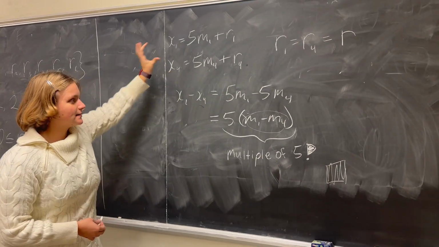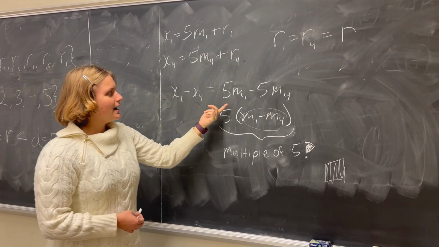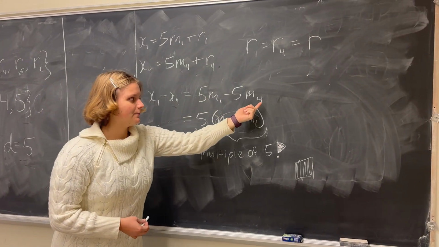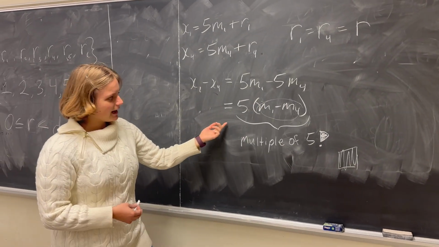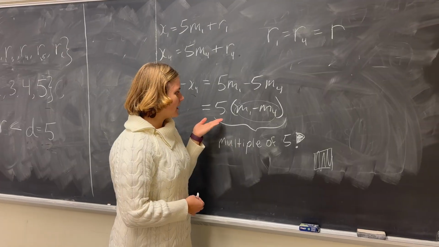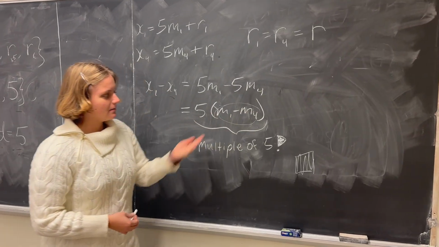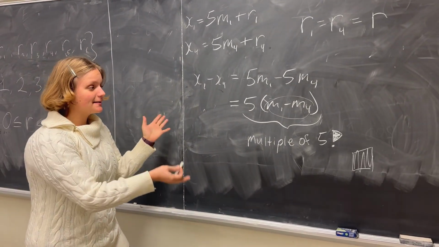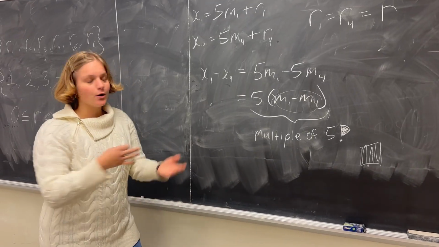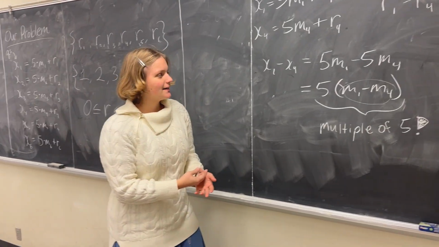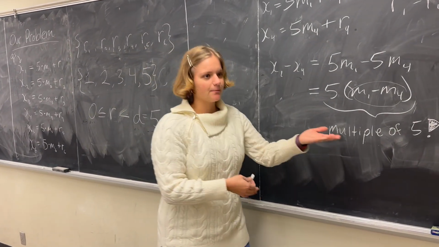So then we can take these and subtract them, and then we get 5 times m1 minus 5 times m4. We can factor out a 5, and here we have a multiple of 5. 5 times some integer, which is m1 minus m4. So for any set of 6 integers, we have just shown, using the Pigeonhole Principle and the Quotient Remainder Theorem, that there will always be at least one difference divisible by 5.